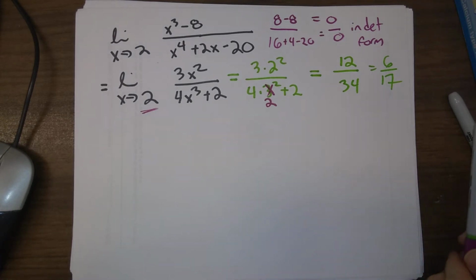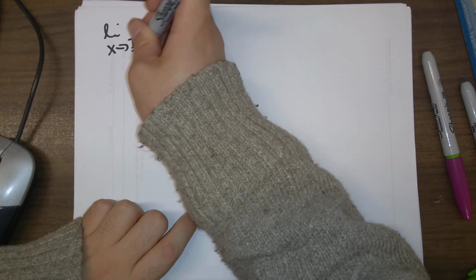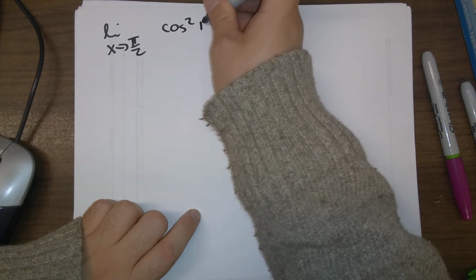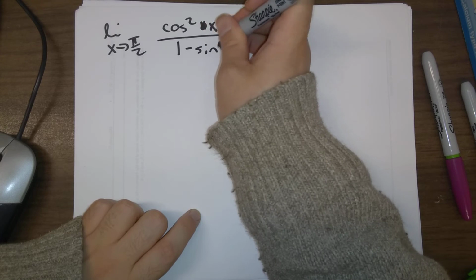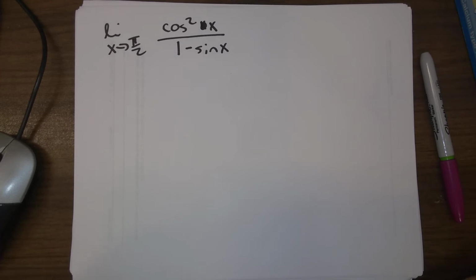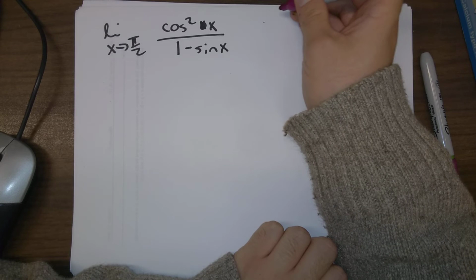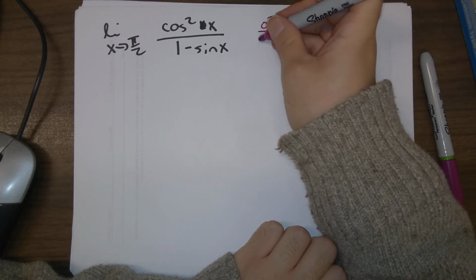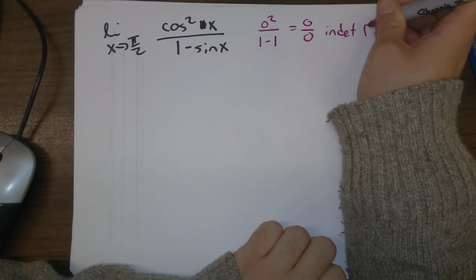So there's one example. Let's do another example. Suppose that I ask you for the limit as x goes to pi over 2 of cosine squared x over 1 minus sine x. Okay, once again, what happens when we plug in pi over 2? Cosine of pi over 2 is 0, so cosine squared is 0 squared. Sine of pi over 2 is 1. So once again, we have a 0 over 0 indeterminate form.